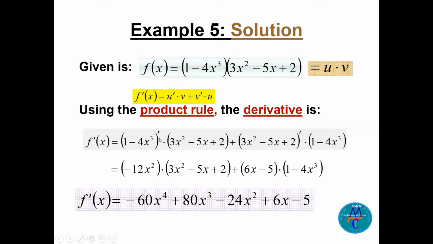The derivative here, you can use the power rule. So this derivative is 0 minus 12x squared. The derivative here is also 6x minus 5. Just multiply normally, distribution, and then you get minus 60x to the power 4 plus 80x cubed, etc. This is f prime of x.